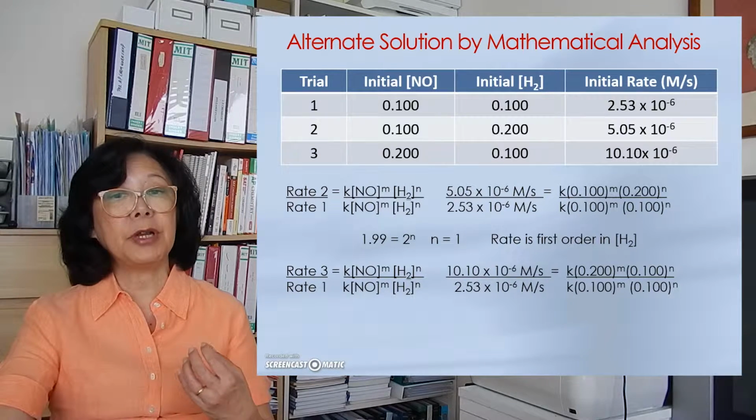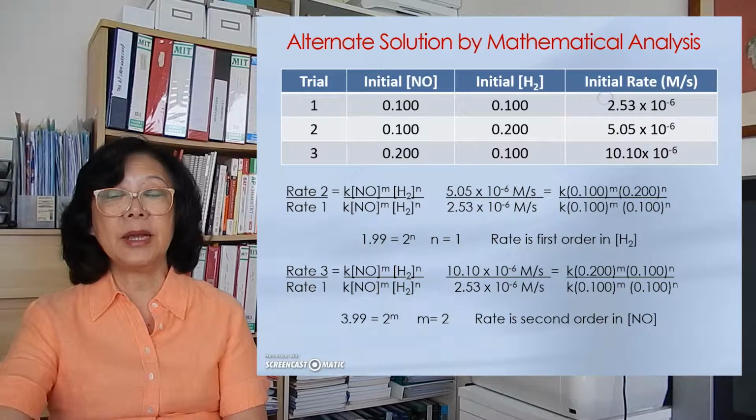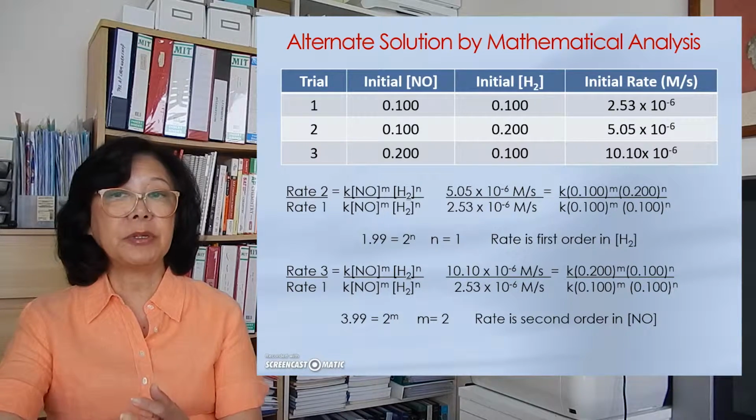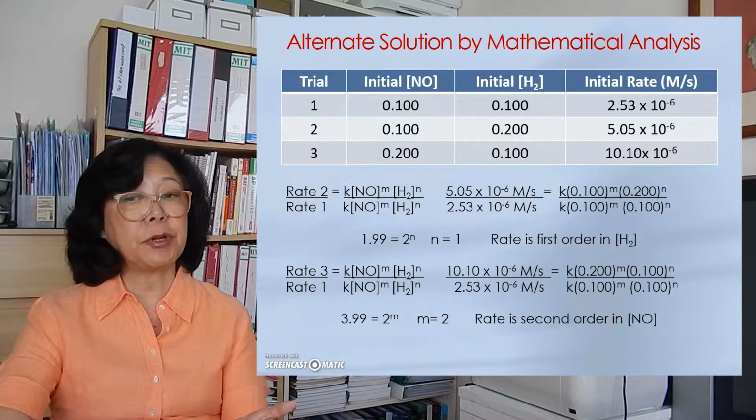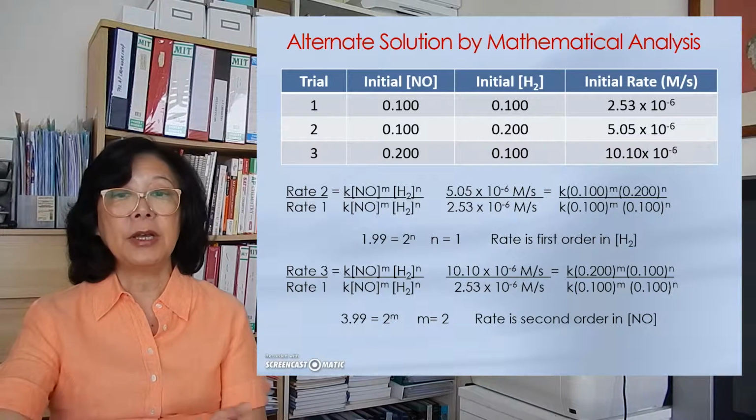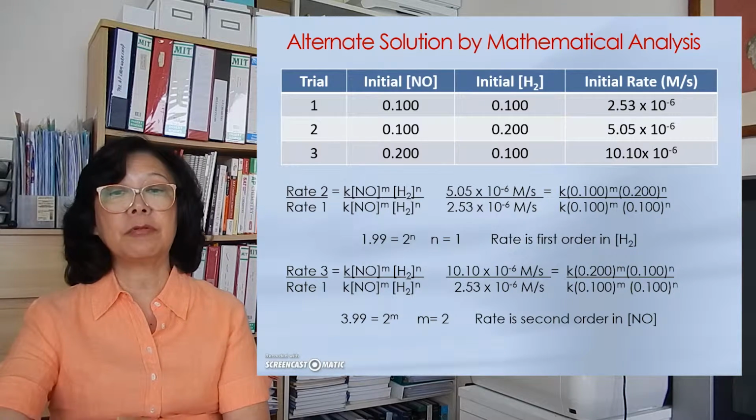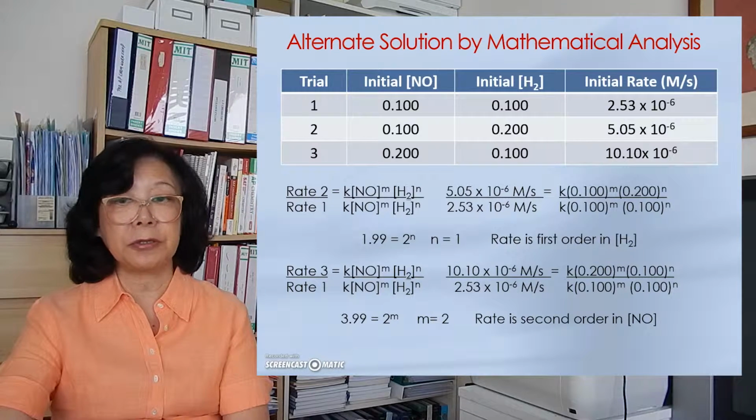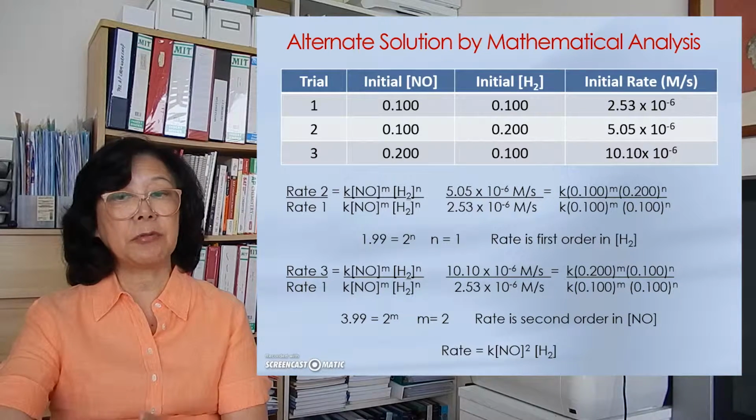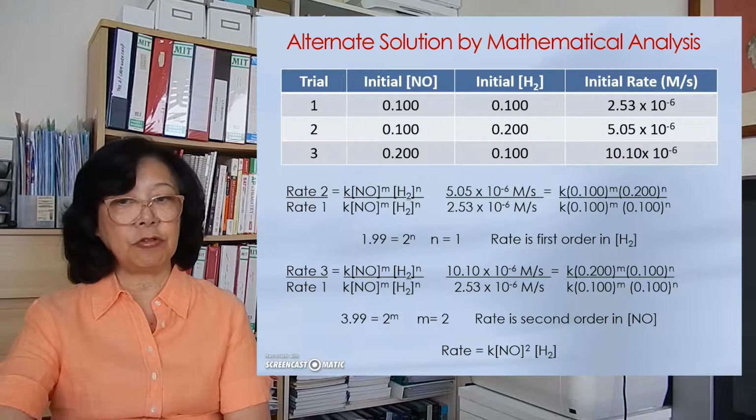Then we compare rate 3 with rate 1 in a similar fashion. And when we cancel out this 0.1 molar that stays constant in the hydrogen concentration, we find that on the left, the rate ratio is 3.99, which is almost 4. And on the right, we have the molarity ratio, which is 2 to the power m. Therefore, we conclude m is 2, second order. And we write the rate law: rate is equal to k, the rate constant, times NO raised to the power 2, and H2 raised to the power 1.